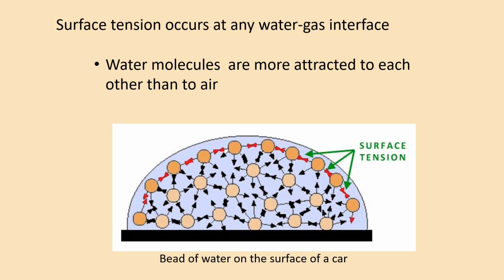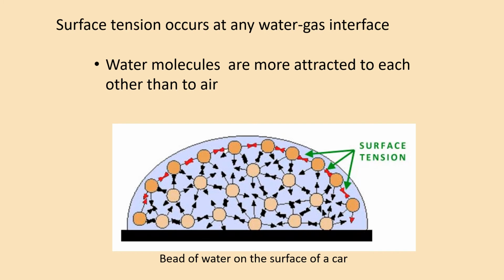And so to explain surface tension, I'll move over to a non-biological example. So here we're looking at a drop of water on the surface of a car. So maybe it's just rained and there are beads of water on the hood of the car or the window. And the reason why water beads up like that, it doesn't stay in a flat sheet, but rather it forms beads, is because of this property known as surface tension.